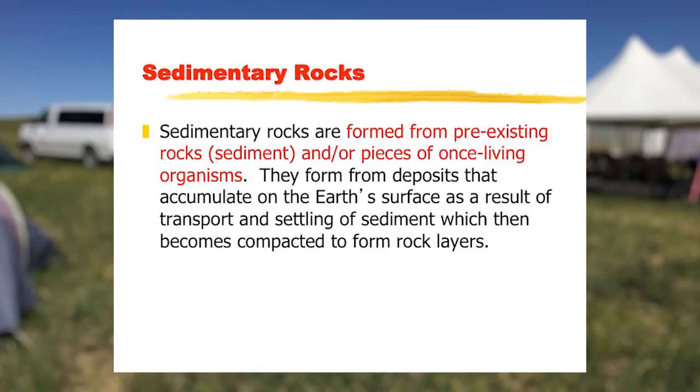Sedimentary rocks are formed from pre-existing rocks, that is sediment, or pieces of once living organisms. For example, you can have rocks made out of diatoms, which are little siliceous fossils found on the ocean bottom. These rocks are made almost entirely of diatom tests, the outer structure of diatoms, so we would say that is a kind of sedimentary rock, but it's made up entirely of the fossils of organisms. Or we can have sedimentary rocks made up of clay or sand or even coarser material like a conglomerate. These are all sedimentary rocks.